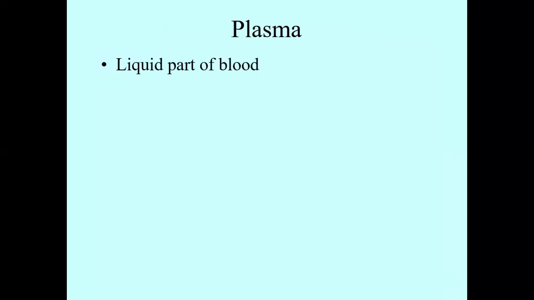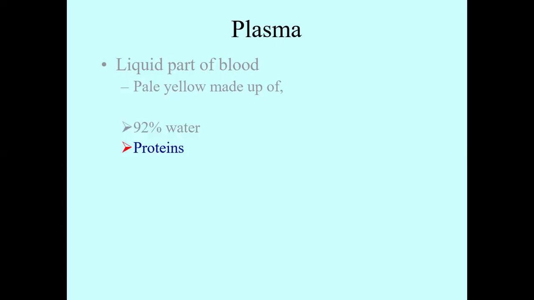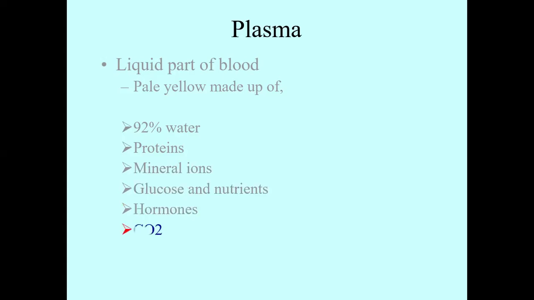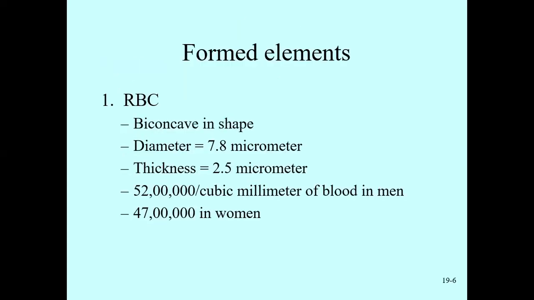Plasma is the liquid part of the blood, and it is pale yellow in color, which is made up of 92% water, and the rest is proteins and minerals or ions. Similarly, there are glucose and nutrients as well as hormones. The formed elements include the RBC. RBCs are biconcave in shape. Their diameter is 7.8 micrometers and thickness is 2.5 micrometers.